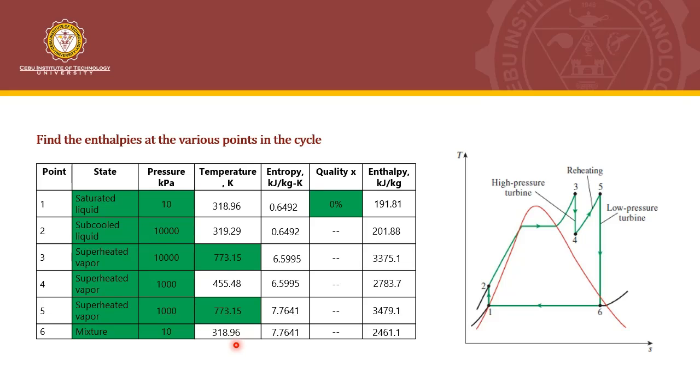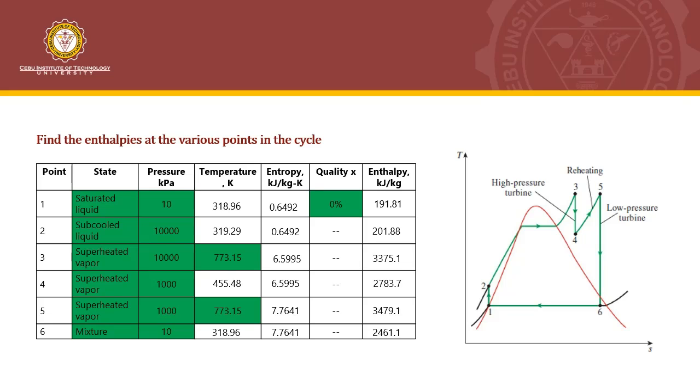So as you can observe here, point 3 and point 5 have the highest enthalpy in this cycle. Point 5 actually has the highest, and then the lowest is point 1. It's very important to check that out so that you will not miss the correct value of the enthalpies.